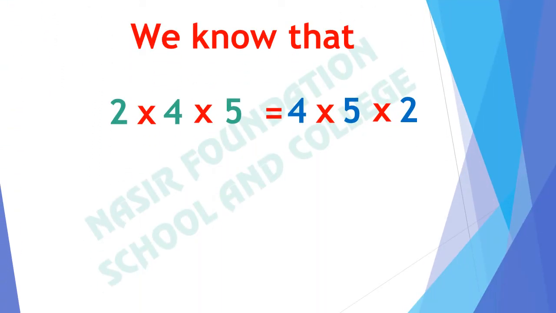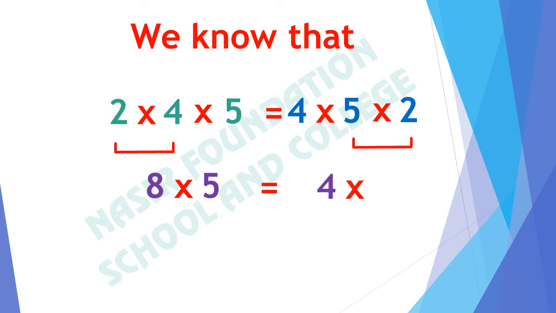Here we have 3 digits and we will multiply them. Here we will multiply 2 and 4. 2 into 4 we get 8 and we will multiply it with the remaining digit, that is 5. On the right hand side, if we multiply 5 and 2, the last 2 digits, we will write 4 as it is and we will write the answer of 5 into 2. We get 10. In the left hand side, if we multiply 8 and 5 we get 40. And if we multiply 4 into 10 we get 40.